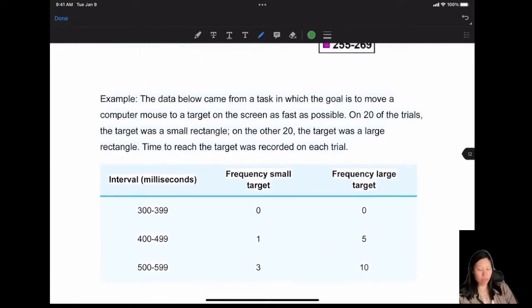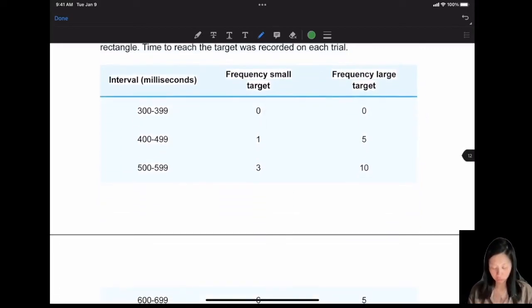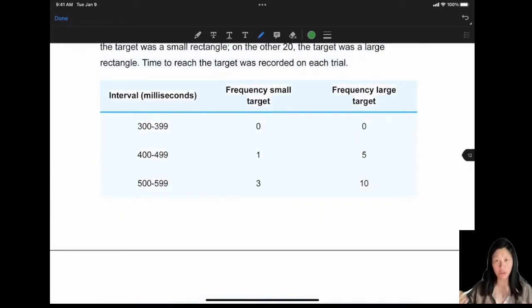Here is the data from a task in which the goal is to move the computer mouse to a target on the screen as fast as possible. On 20 of the trials, the target was a small rectangle. On the other 20, the target was a large rectangle. The time to reach the target was recorded for each child. So here you have 2 data sets: one is reaching to a larger target, the other is a smaller target.